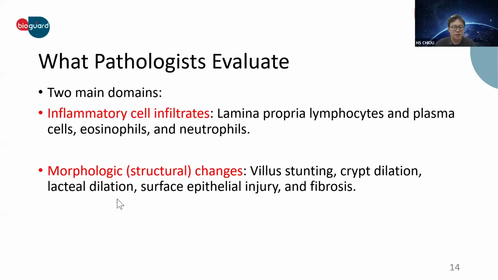The simplified scoring system divides histological changes into two main categories: inflammatory changes and morphological changes. On the inflammatory side, we look at lamina propria lymphocytes, plasma cells, eosinophils, and neutrophils. On the morphologic side, we assess structural damage like villous stunting, crypt dilation, lacteal dilation, surface epithelial injury, and fibrosis.